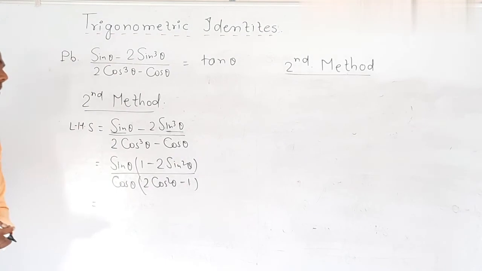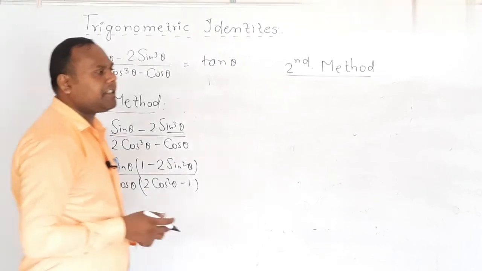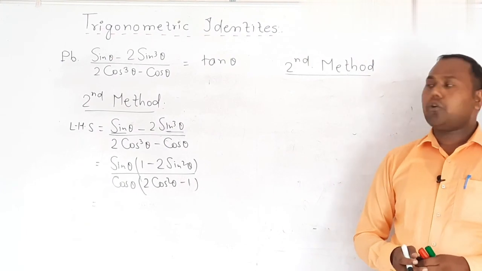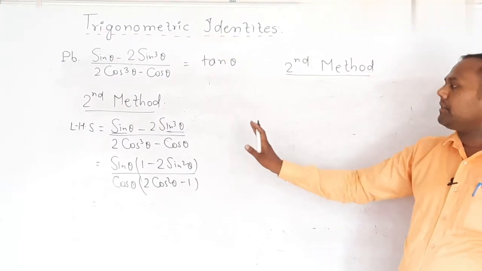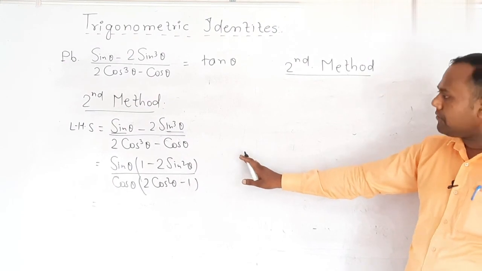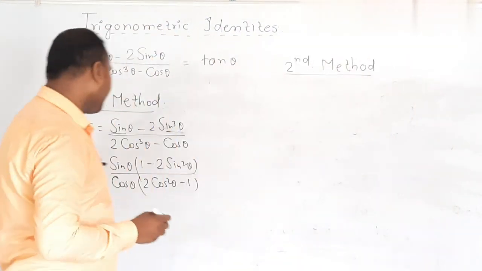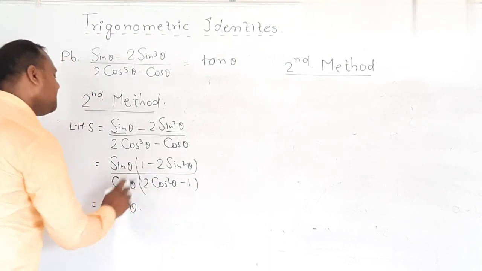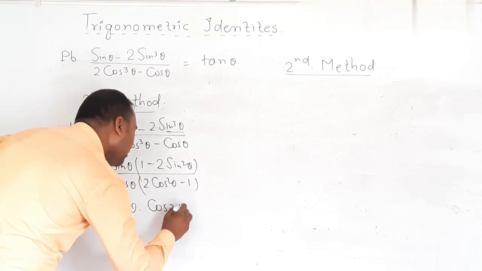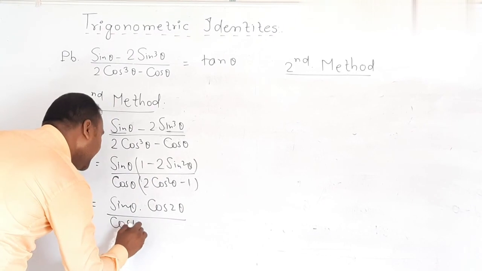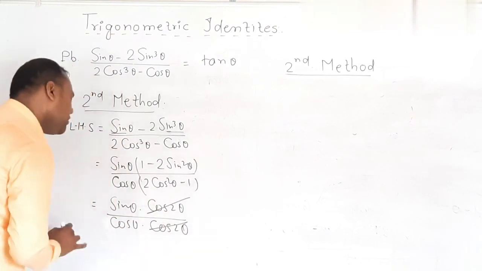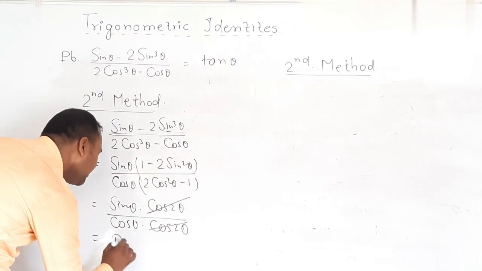If we recall the formula of cos 2θ: in this section, cos 2θ is a formula which is not involved in this chapter, but in the next chapter cos 2θ is mentioned in this book. So we always remind that sin θ into this is the cos 2θ form, and cos θ, and this will also be the cos 2θ form. Cos 2θ cancels with cos 2θ, that means sin θ upon cos θ, that means tan θ.